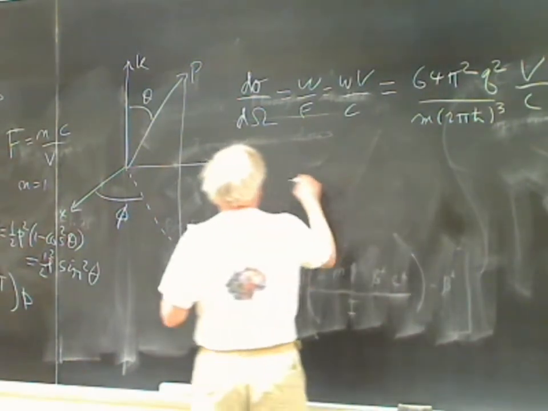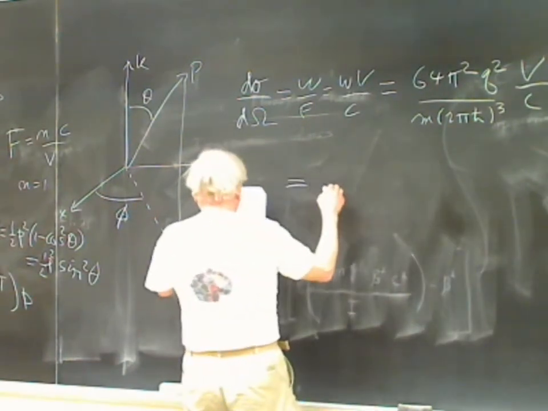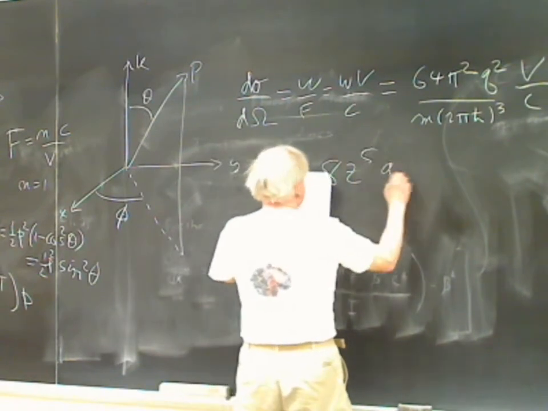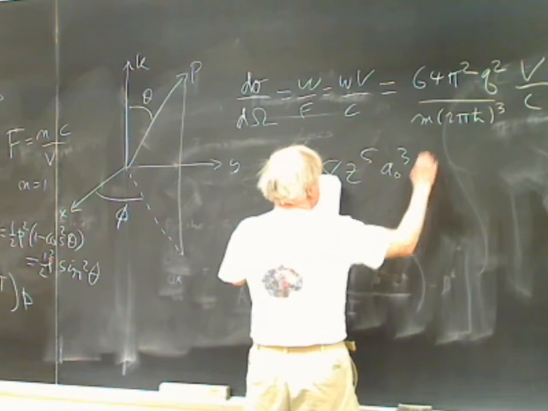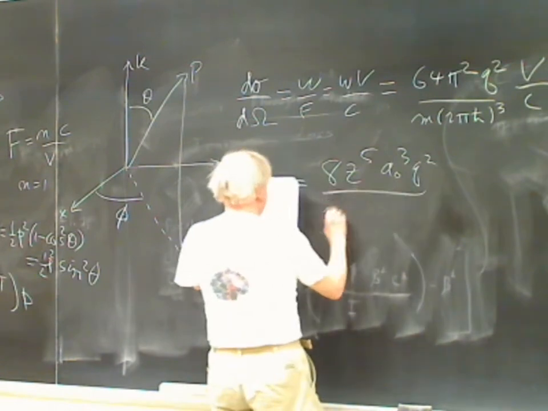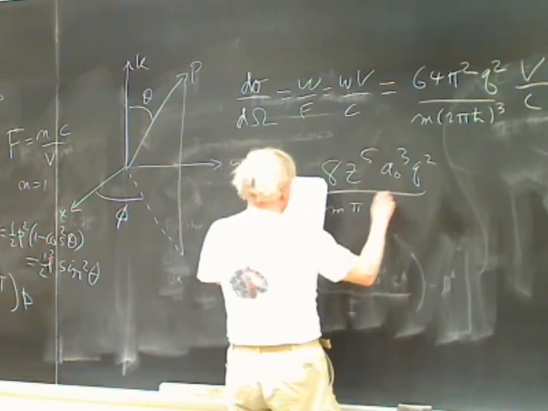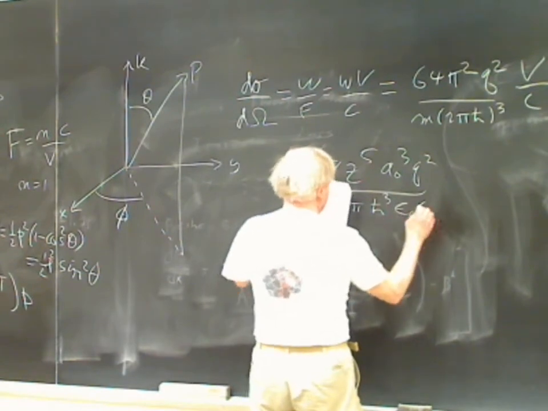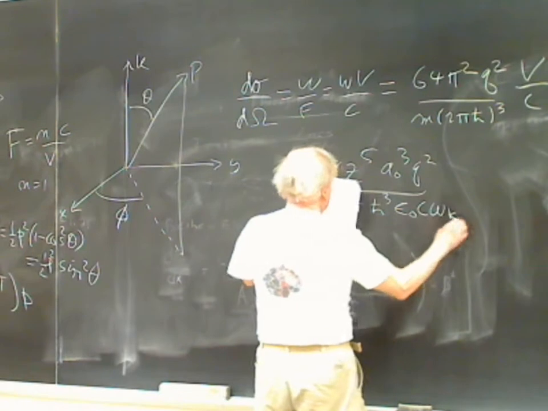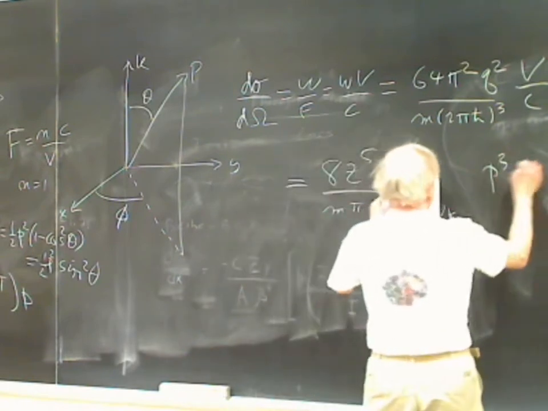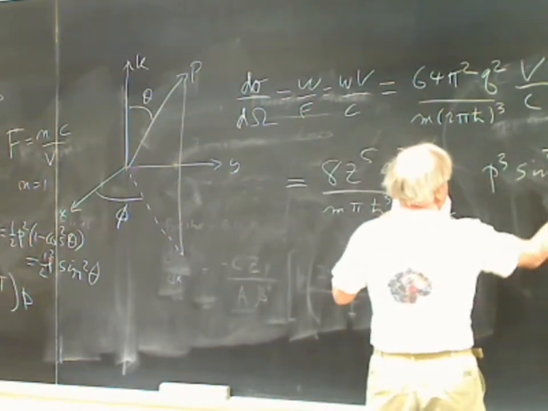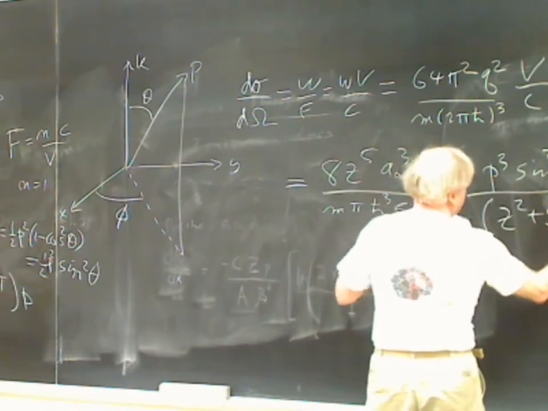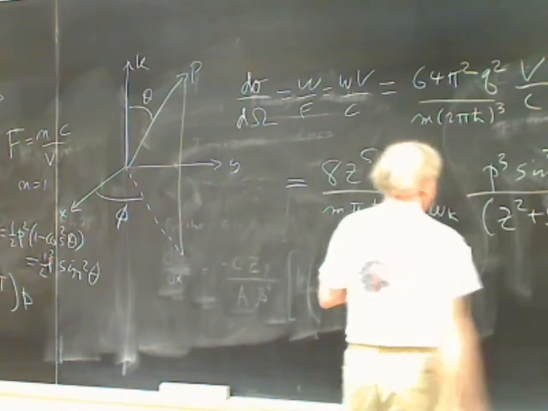And obviously that can be collapsed somewhat. First of all to 8 Z⁵ a₀³ q² over m π ħ³ c ε₀ c, let's say, ω_k p³ sin²θ over (Z² + s² a₀²)⁴.